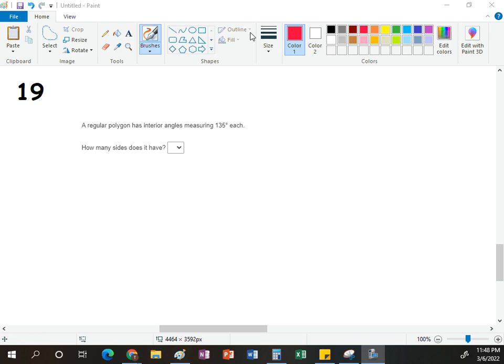Number 19 is kind of a backwards problem. Normally when we talk about the exterior angles in a polygon, what we do is we take the total of the exterior angles, what they add up to, which is 360 degrees. If we want to know the measure of each individual one, we divide by how many sides it has, and that will tell us what each angle measures.